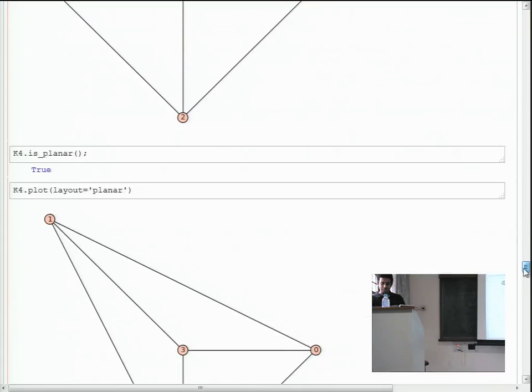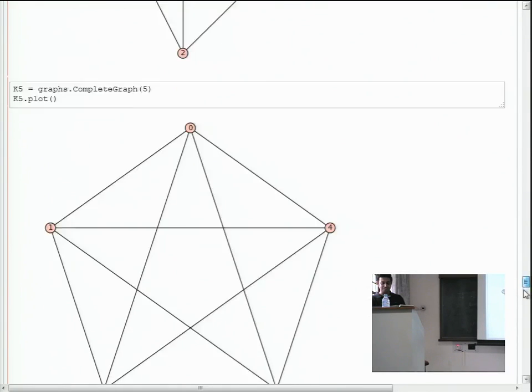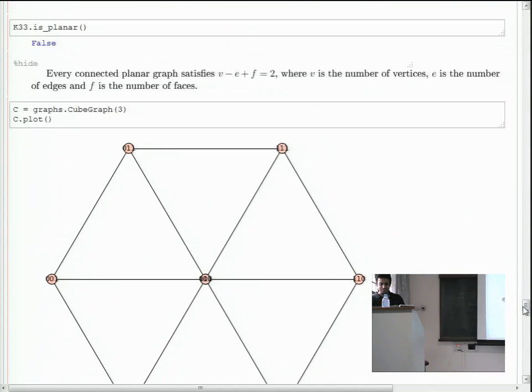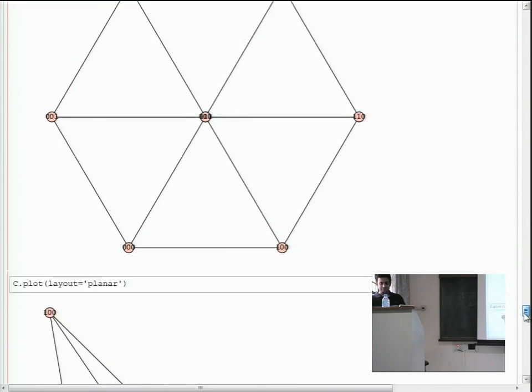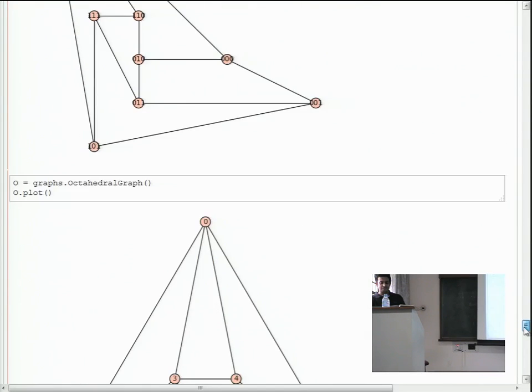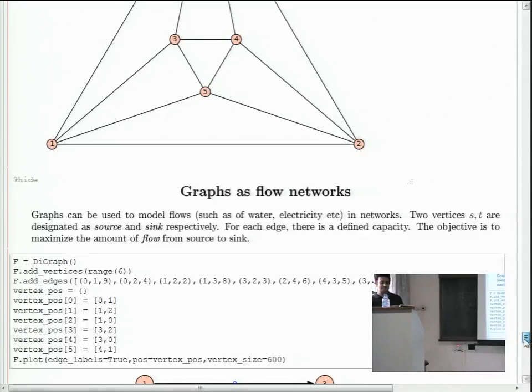So okay, that brings us to the last thing, and then we are done. And there's again not much to be said. This is just to cover different things that graphs are used to model. And the last thing is graphs can be used to model flow networks.